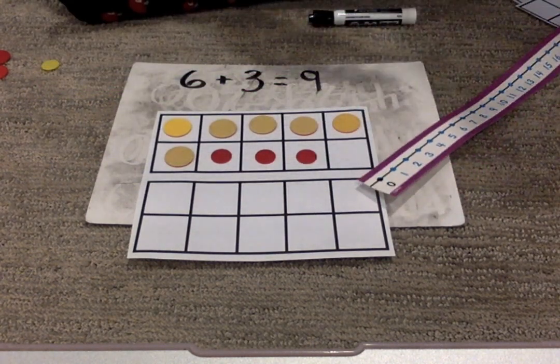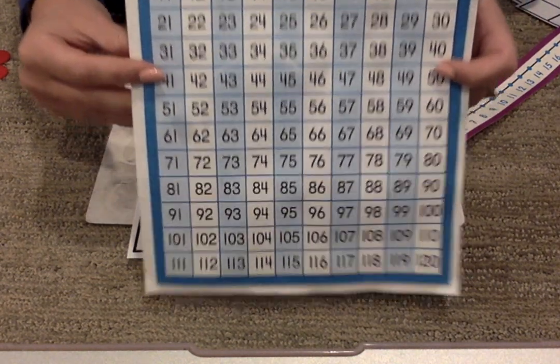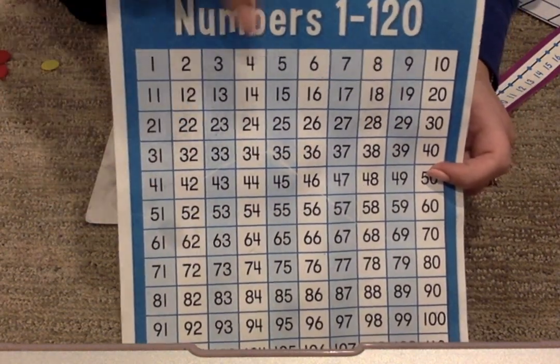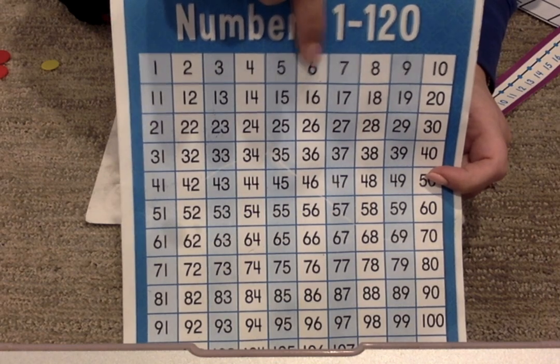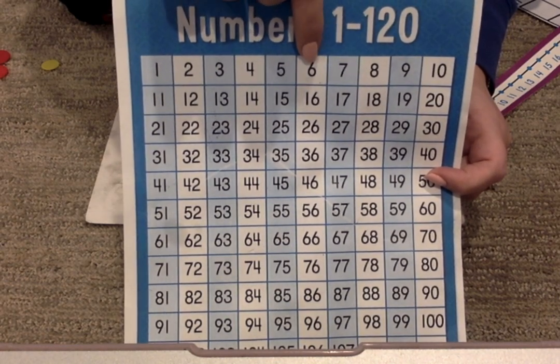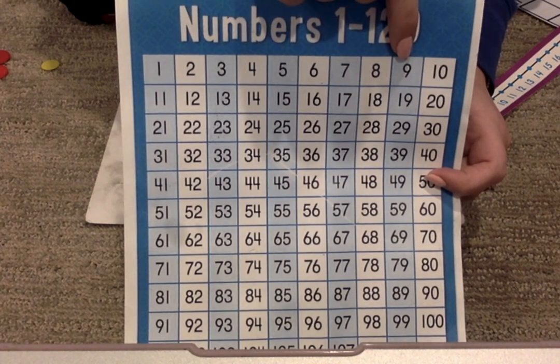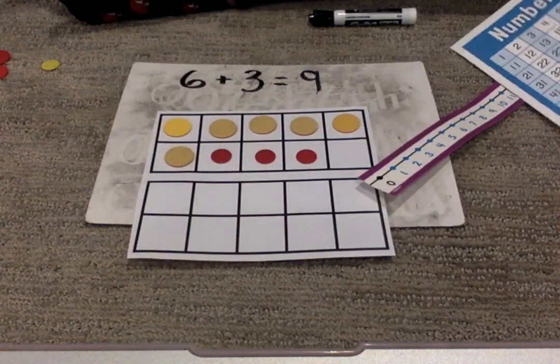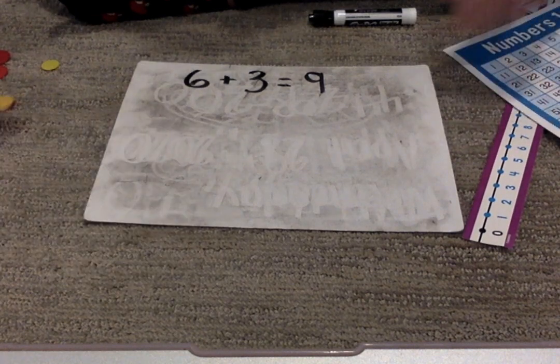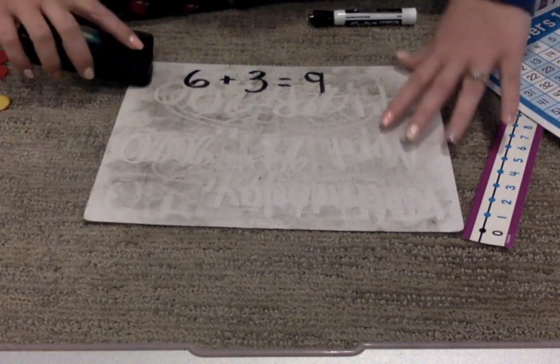I can also use my 120 chart. Oops. So I'm going to start at 6 and I'm going to jump 3. 1, 2, 3. 6 plus 3 equals 9. Let's try a little bit of a bigger addition problem.